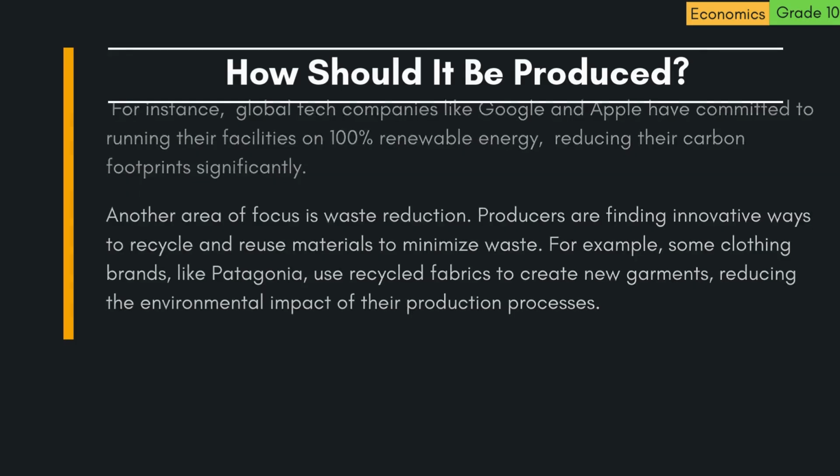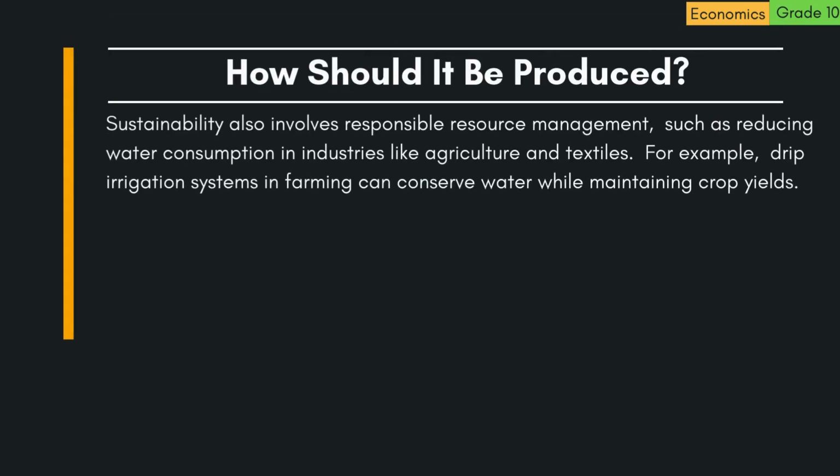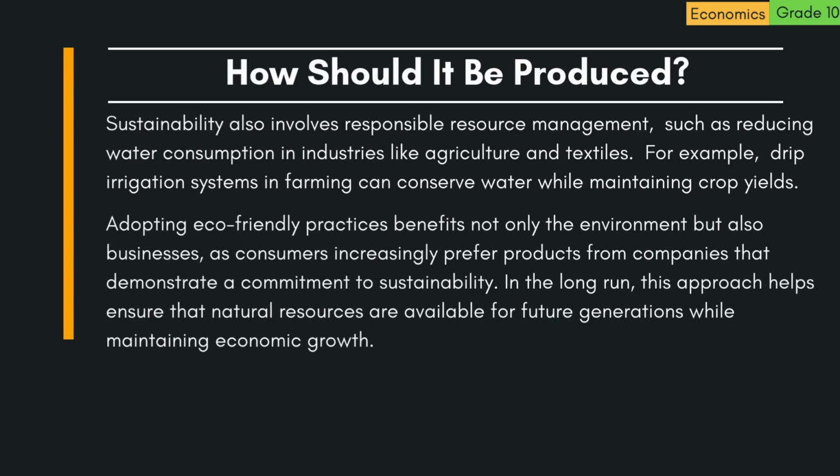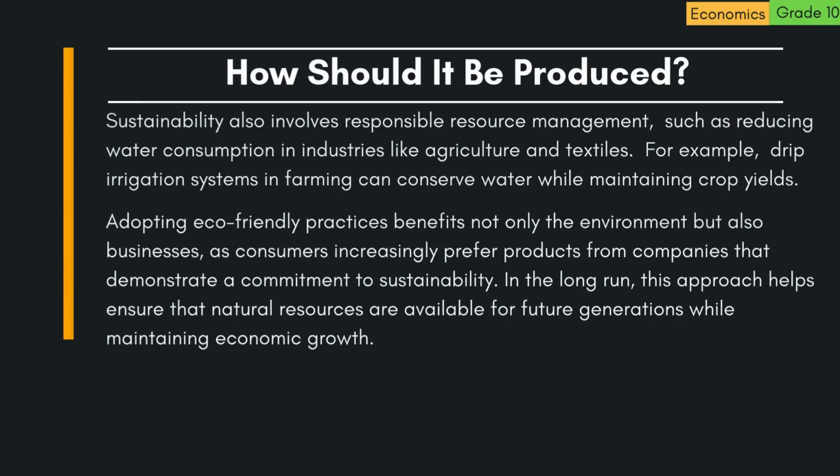production processes. Sustainability also involves responsible resource management, such as reducing water consumption in industries like agriculture and textiles. For example, drip irrigation systems in farming can conserve water while maintaining crop yields. Adopting eco-friendly practices benefits not only the environment, but also businesses, as consumers increasingly prefer products from companies that demonstrate a commitment to sustainability. In the long run, this approach helps ensure that natural resources are available for future generations while maintaining economic growth.